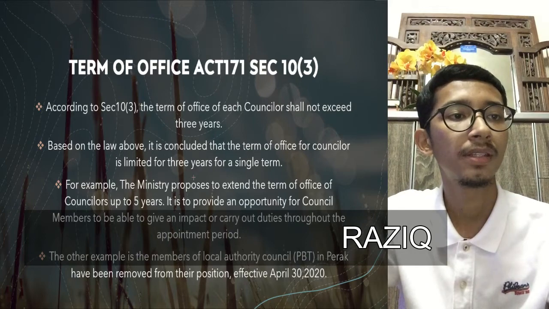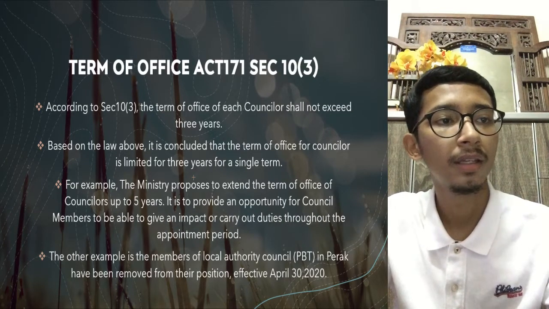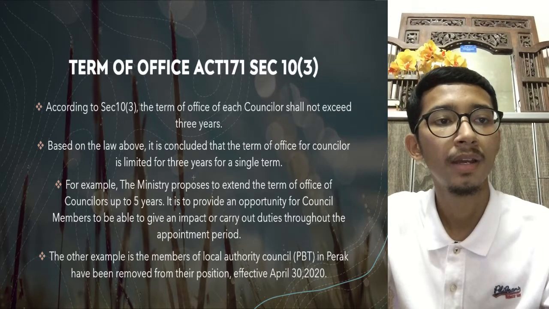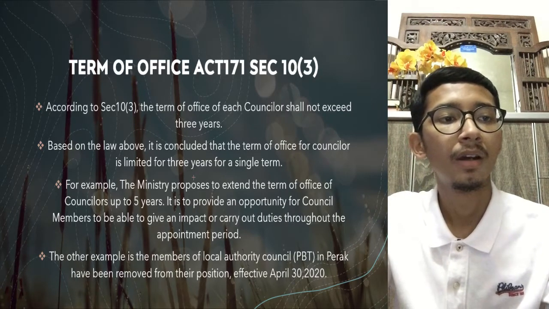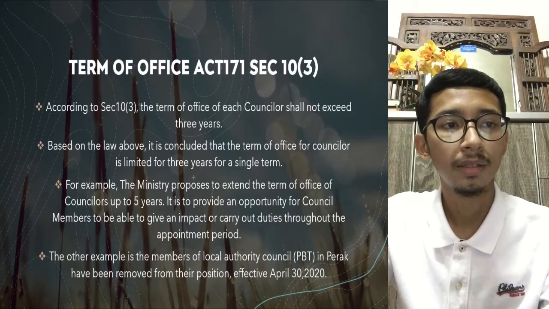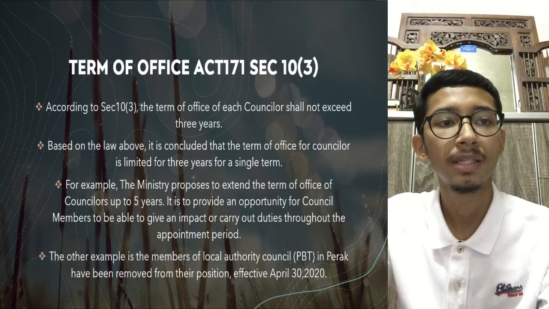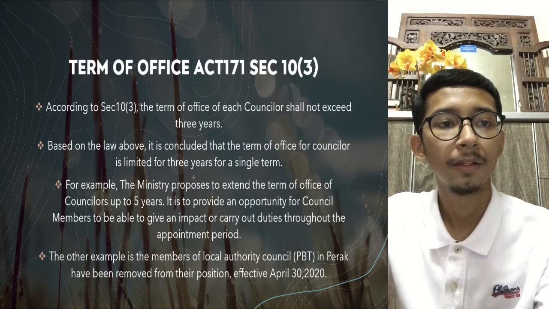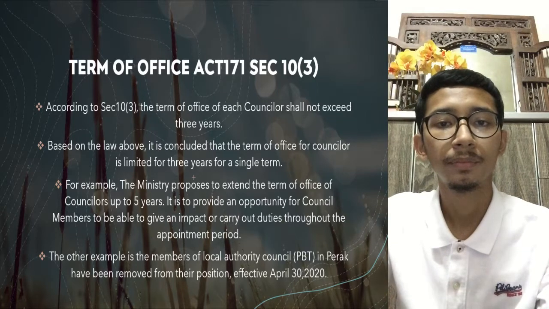Next, the term of office, Act 171 Section 10. According to Section 10(3), the term of office of each councillor shall not exceed 3 years. The seat of a councillor shall be vacant in the event of his resignation being accepted, if he is disqualified under subsection 34(7), or if his appointment is revoked by the state authorities. When the seat of a councillor becomes vacant, the mayor or the president shall notify the state authority immediately. A council member is eligible to be reappointed after the expiration of his term.